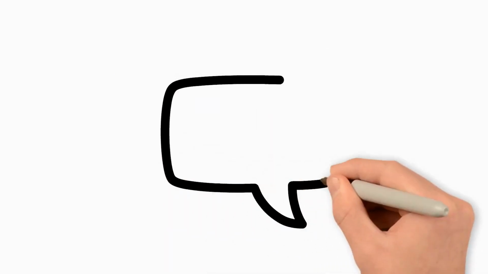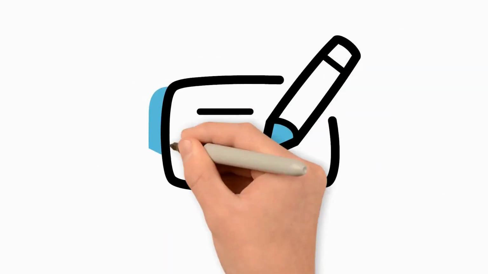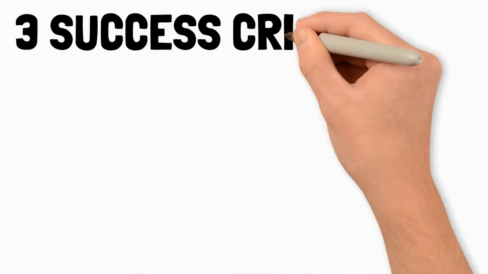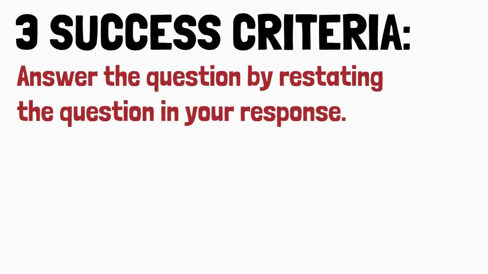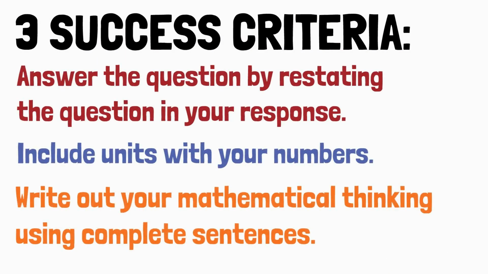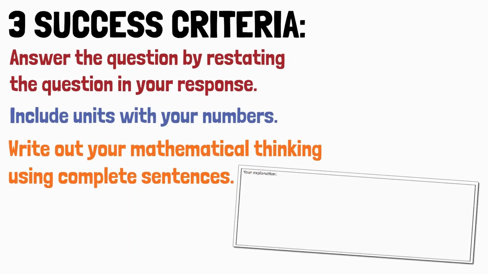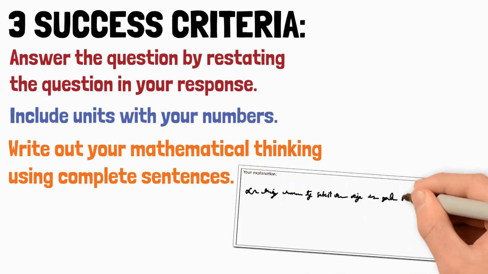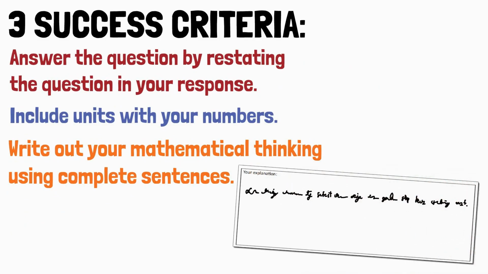Okay, finally, you're now ready to practice writing a high-quality explanation on your own. Remember that these are the success criteria that you should include in your explanation. Answer the question, use units, and explain your math using complete sentences. Okay, you've got 4 minutes to write your best explanation in that last box. Ready? And go.